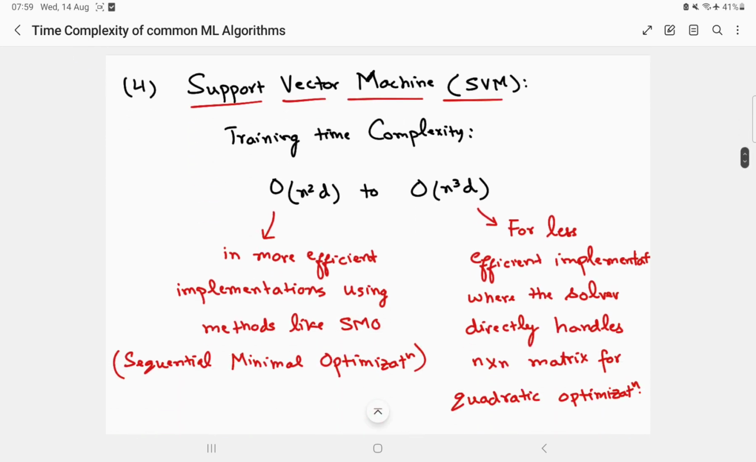The fourth one is support vector machines or SVMs. For SVMs, the training time complexity can vary significantly. It could be O of n squared times d, and it could be as high as O of n cubed times d. Why?